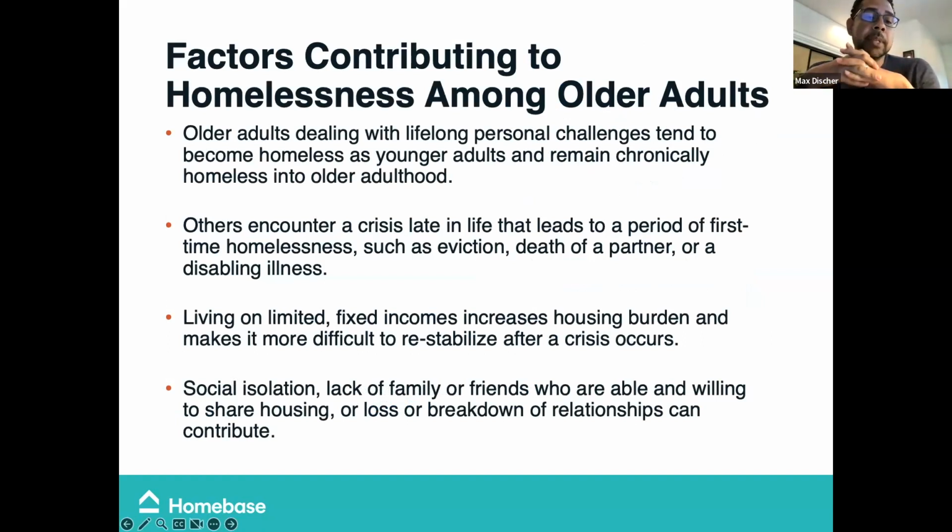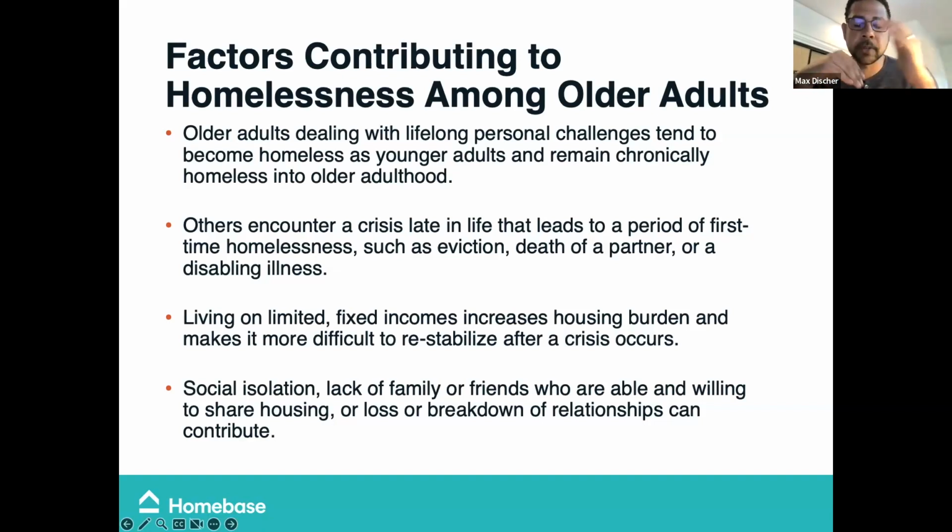Becoming more and more common these days are those who are encountering a crisis late in life that leads to a period of first-time homelessness, and that can be eviction, death of a partner, or a disabling illness. Also, living on limited and fixed incomes increases their housing burden, and it makes it more difficult to restabilize after a crisis has already occurred.